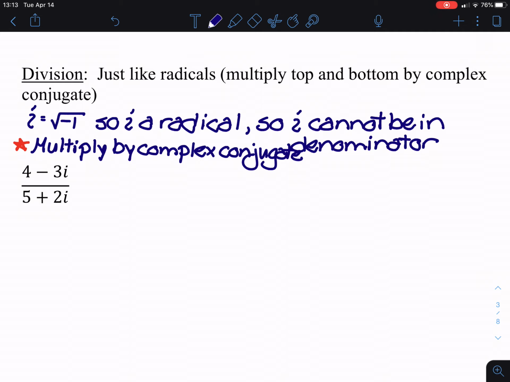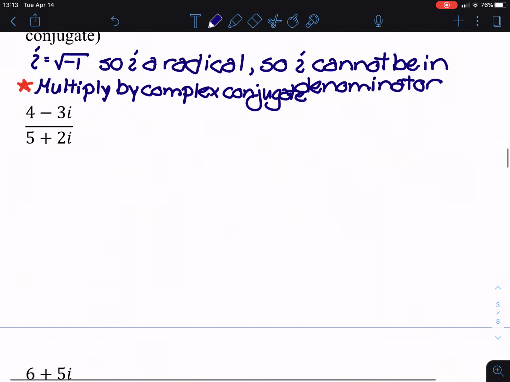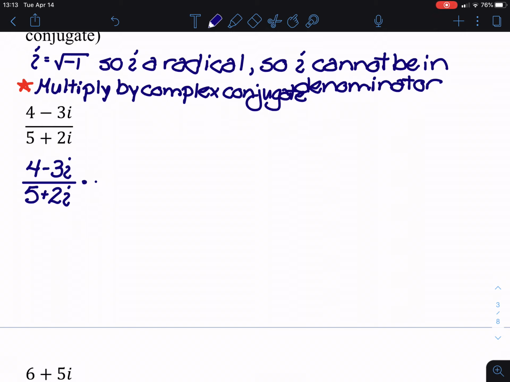Okay, so in this problem, I'm going to rewrite it actually. I have 4 minus 3i over 5 plus 2i. So I'm going to multiply the top and the bottom by the complex conjugate, 5 minus 2i, because I want the imaginary part in the denominator to go away.